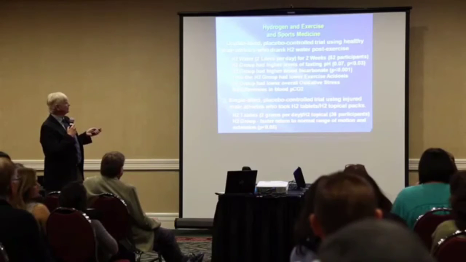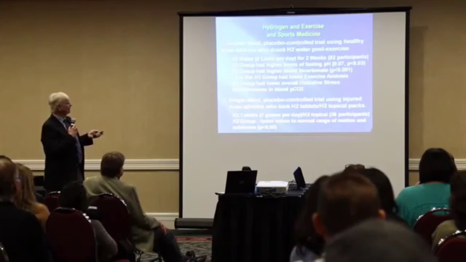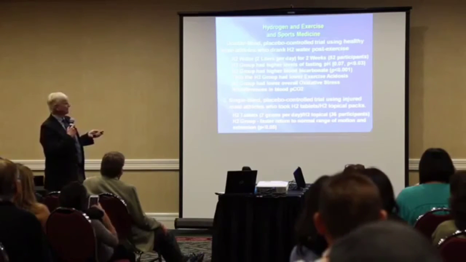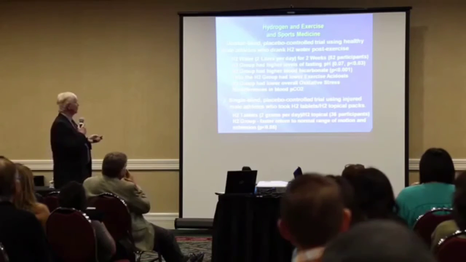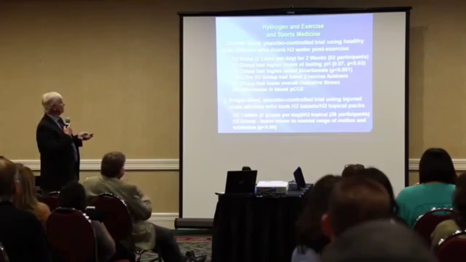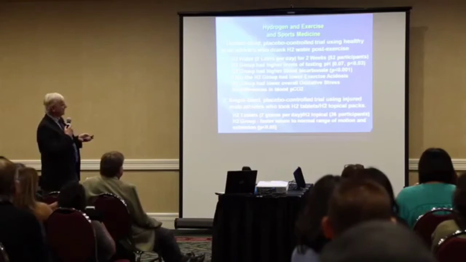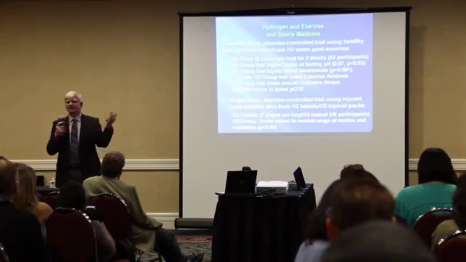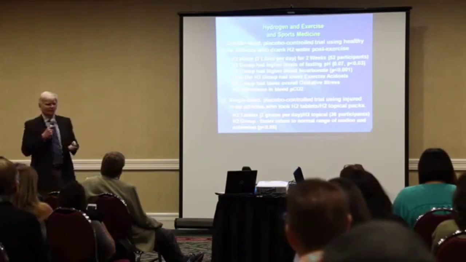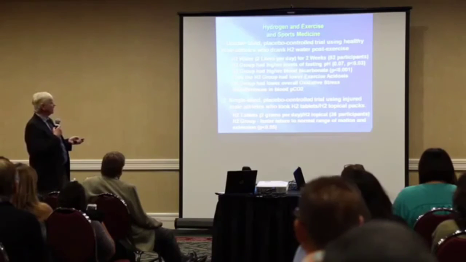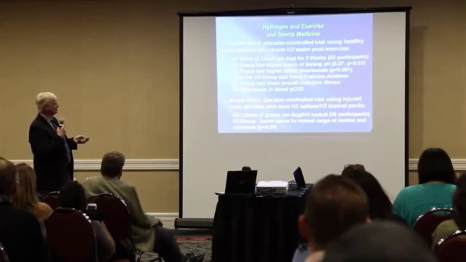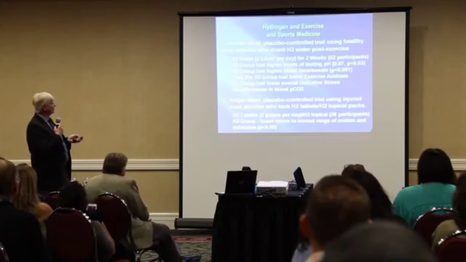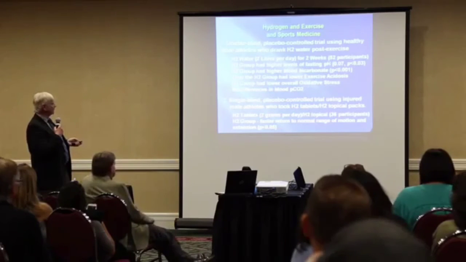For example, one was a placebo-controlled double-blind trial using healthy male athletes who drank hydrogen-enriched water post-exercise. So they exercised and they drank hydrogen-rich water. And what they found is that they had less problems with cramping. They had less lactate produced. Lactic acid, for example, is one of the things that builds up when you exercise, and the hydrogen actually reduced that. Because they had lower exercise acidosis, which is a buildup of lactic acid, they had less oxidative stress, for example, and that's very important.